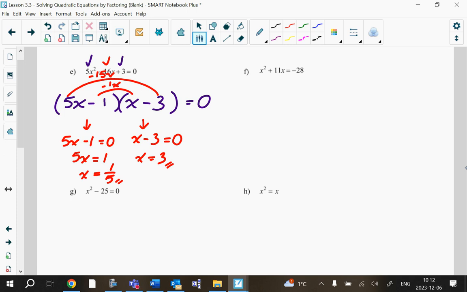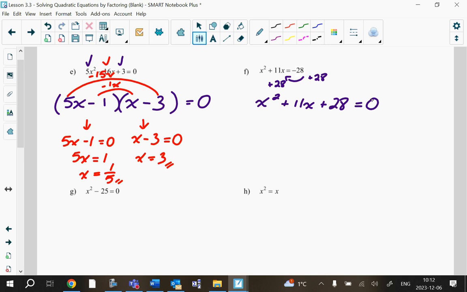How about this next one? What do we need to do first? Yeah, we need to bring this over to this side, because not all the terms are on one side with 0 on the other. So I need to bring it over by adding 28, which means I add 28 to this side. So I get x squared plus 11x plus 28 is equal to 0. Now I'm ready to factor.